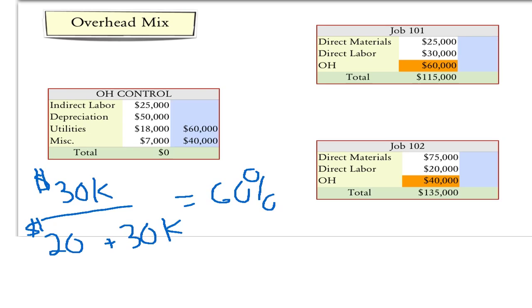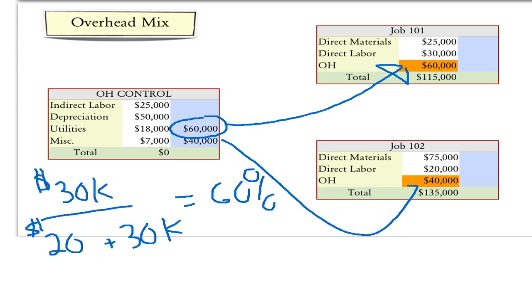Therefore, 60% of the overhead would be allocated to job 101. Well, the total overhead was $100,000, and 60% of that is $60,000, and that goes to job 101, and the remainder, $40,000, goes to job 102.